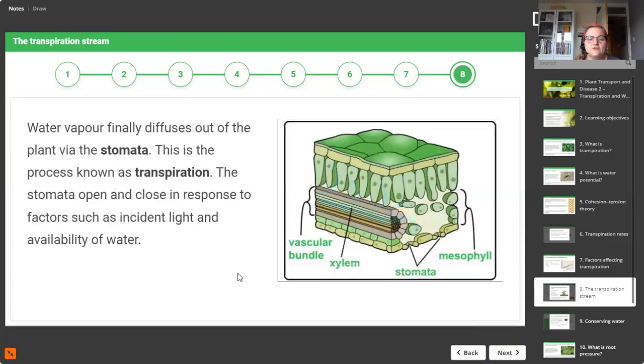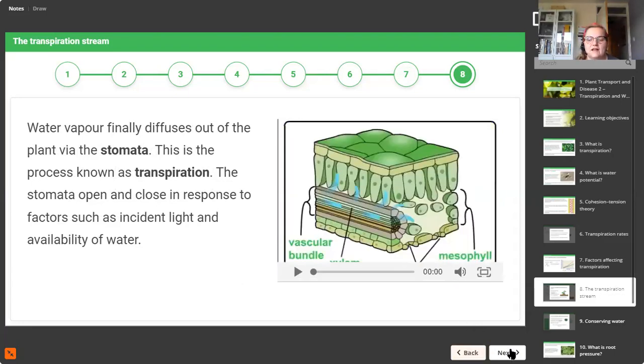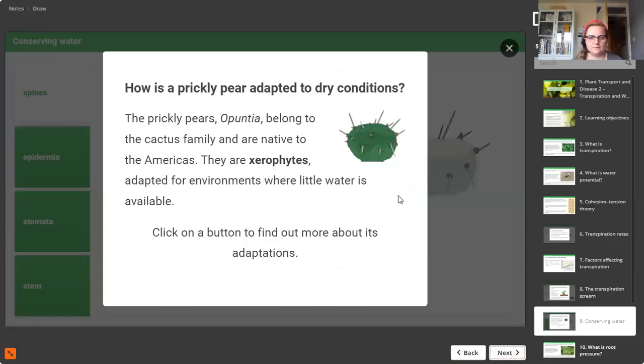Water vapor finally diffuses out of the plant via the stomata, and this is the process known as transpiration. The stomata open and close in response to factors such as incident light and availability of water. So we're just going to look at an example of how different plants might be adapted to dry conditions.